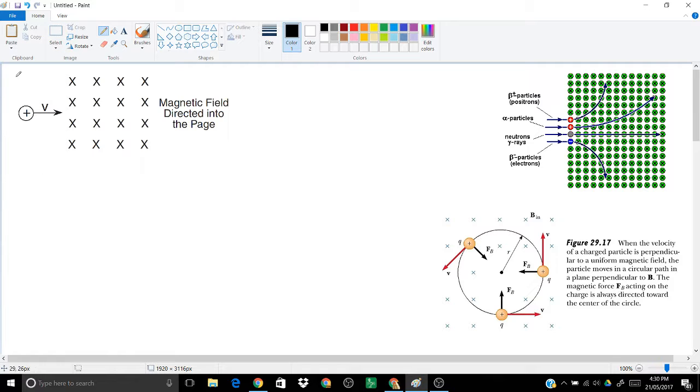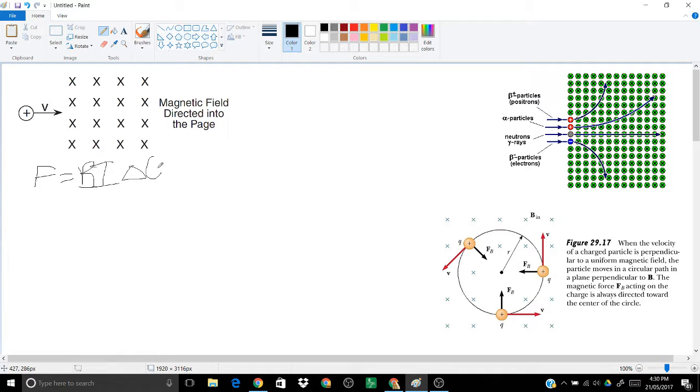All right, the magnitude of the force was given as F equals I delta L. Sorry, I forgot one thing. I forgot the magnetic field strength. All right, F equals B I delta L.